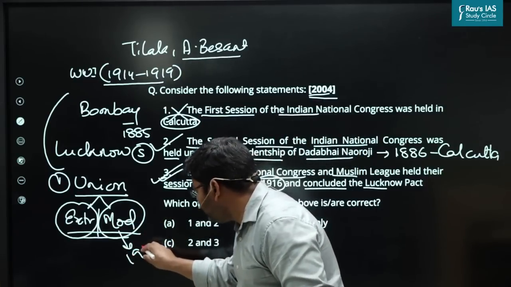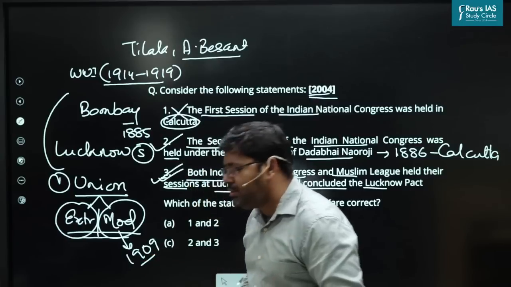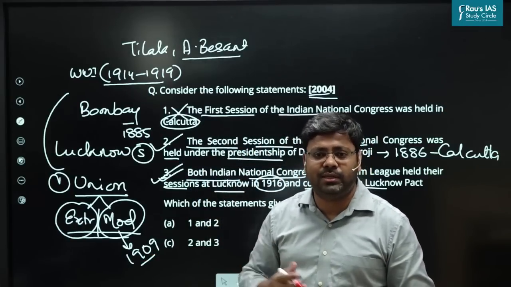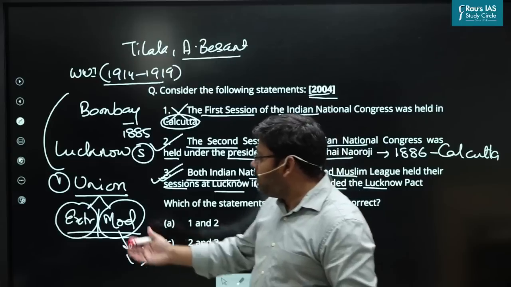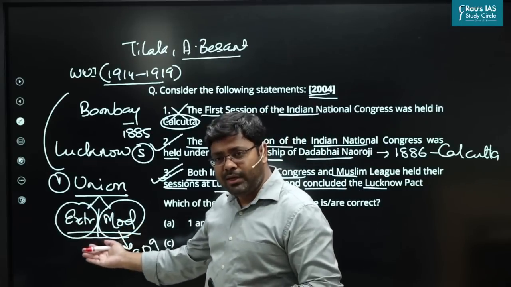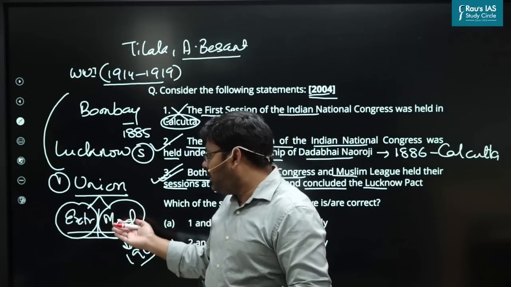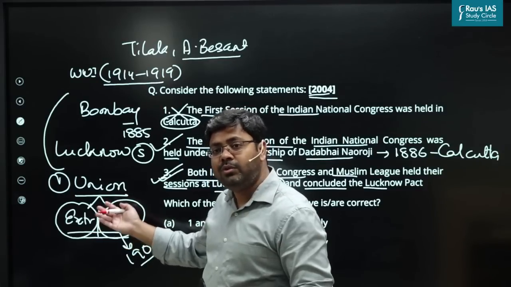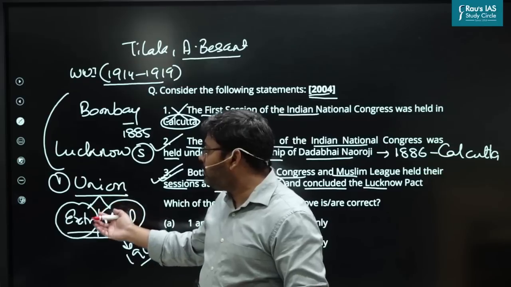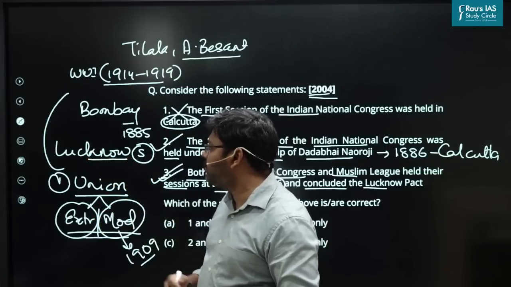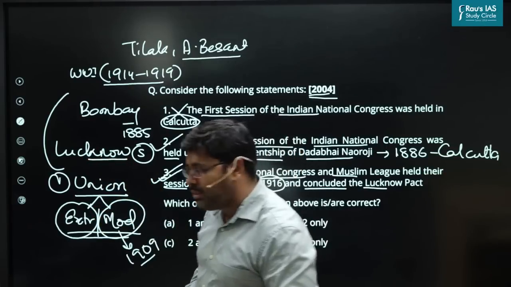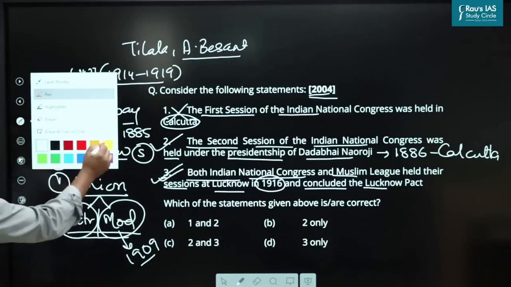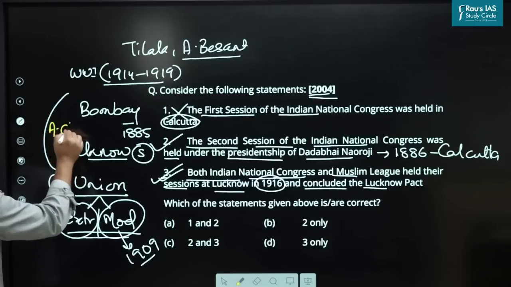They had realized that the Act of 1909 was designed to create a divide between the extremists and the moderates. So, the extremists had become more moderate in their demand, and the moderates had become more extremist in their demand. And that is why the union was feasible between both sides in the Lucknow session of Congress, which was presided over by the famous moderate leader Ambika Charan Majumdar.